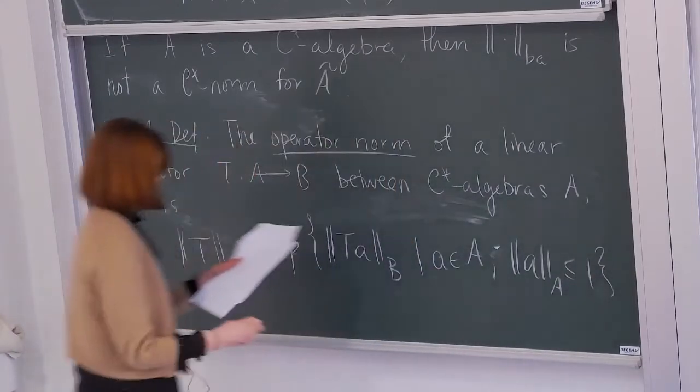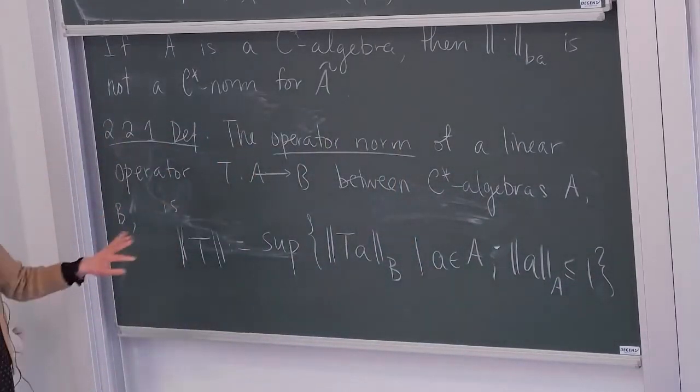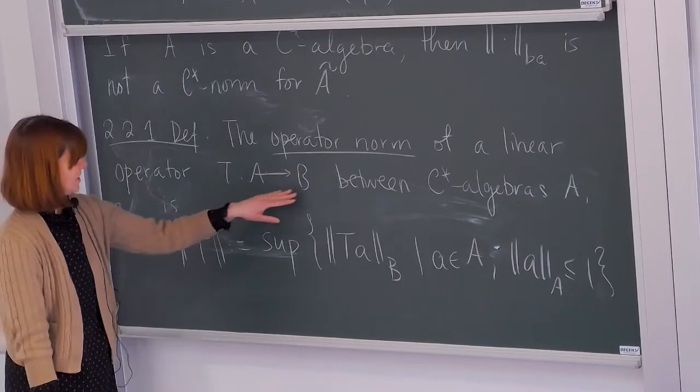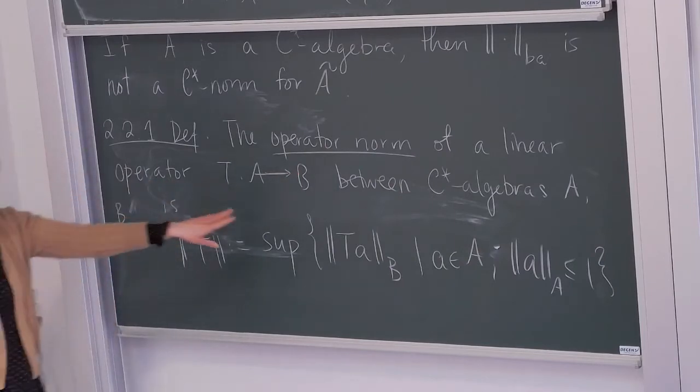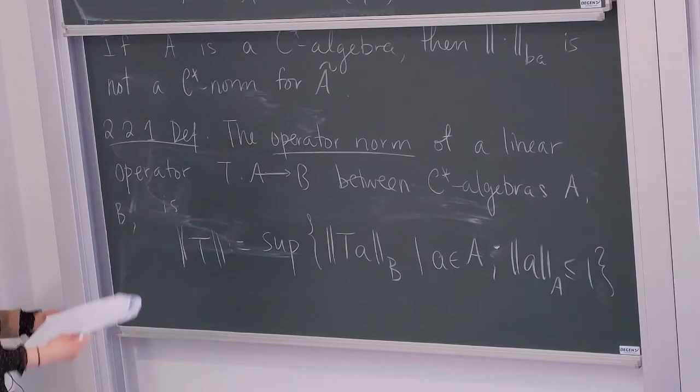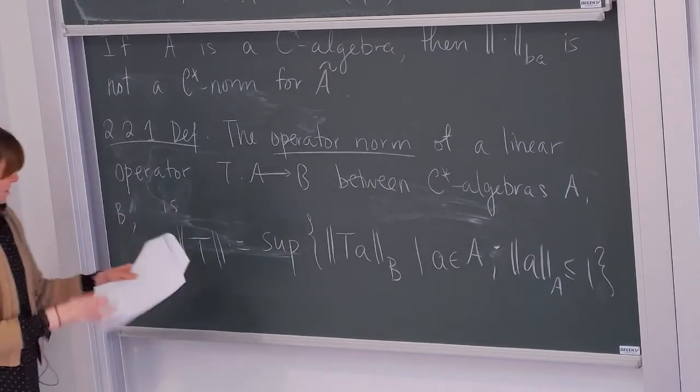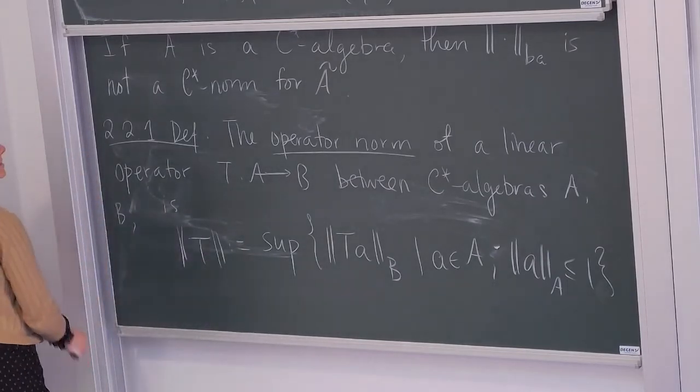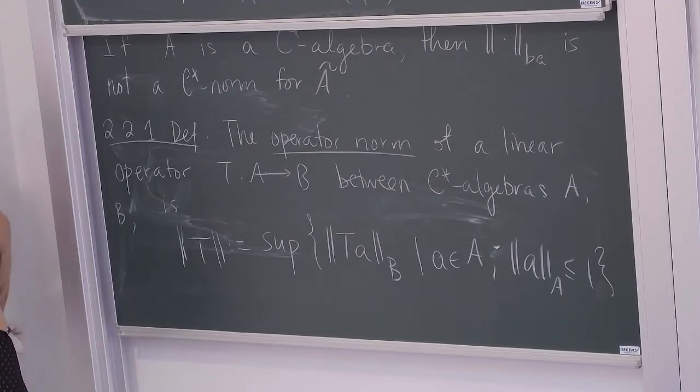Right. So this is really just the usual notion of an operator norm between A and B, where we're thinking of them now as just Banach spaces and forgetting that they're C-star algebras. And this allows us to define a norm.